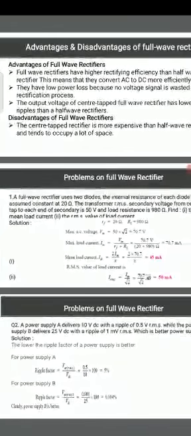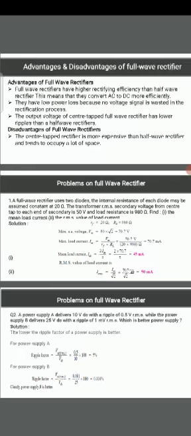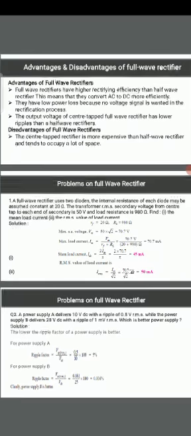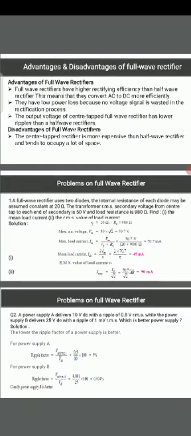Okay, in this way we will calculate. The examiner will ask a number of questions from half wave and full wave rectifiers, so we will calculate based on these equations. Here the advantages and disadvantages are also most important. These three advantages are the most important, and the examiner will ask about the disadvantages a number of times: the disadvantages of full wave rectifier and advantages of full wave rectifiers also.